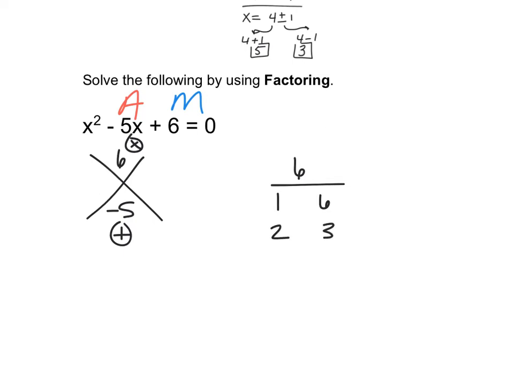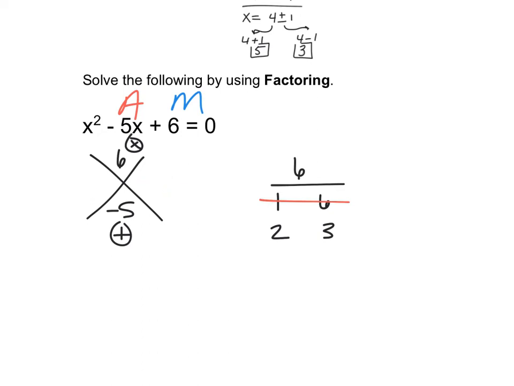Thing is, I want to add up to a negative number. So to add up to a negative number, I got to have at least one of my numbers be negative. But here's the issue. I know that when I multiply, two negatives have to make a positive. So I'm going to try out this negative 1 and negative 6. Negative 1 times negative 6 is a 6, that works. But negative 1 plus negative 6 is not negative 5, it's negative 7. So it cannot be my 1 and my 6.